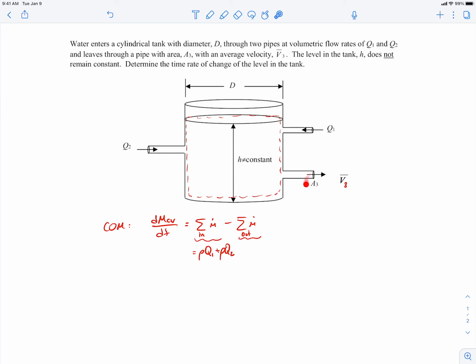So the only place it's coming out is right here, and to get that mass flow rate, that'll be the density of the water times its cross-section. This is the average velocity through the cross-sectional area A3. And I'm assuming that the water is incompressible.